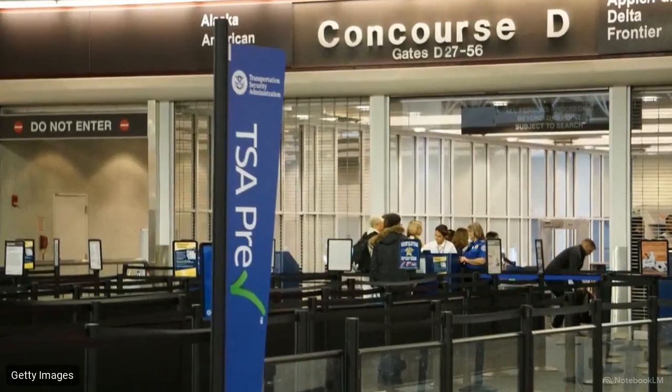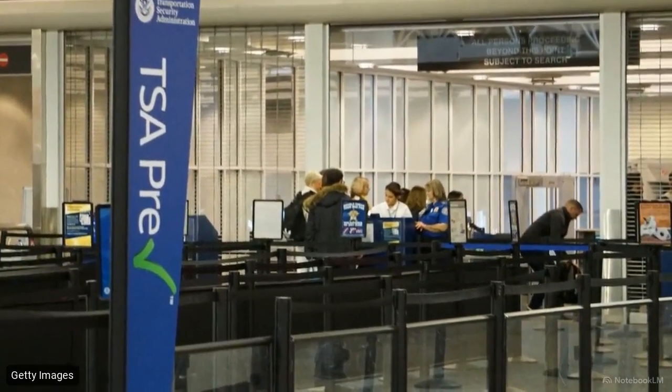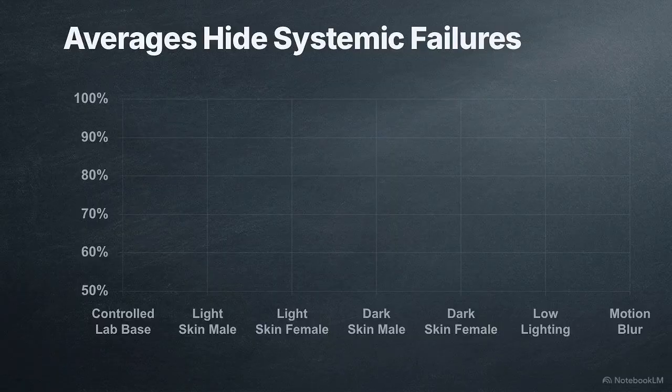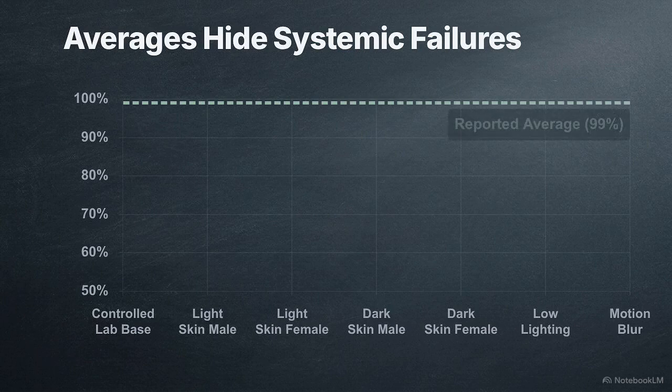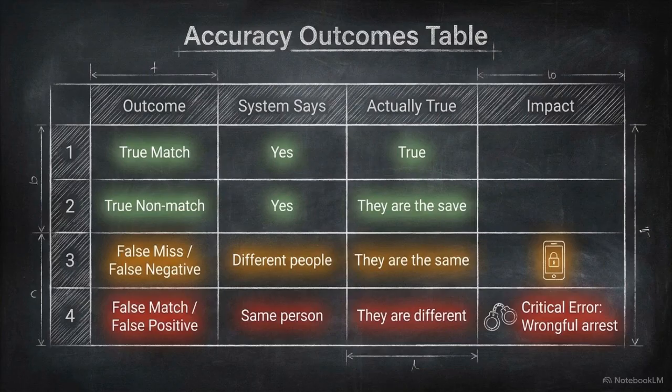A single percentage point tells us little. We must ask what it is accurate at, for whom, at what threshold, and in what setting. Broad mathematical averages can easily mask individual failures. A system might look perfectly successful on paper while failing completely in real-world scenarios. This chart breaks down the 4 possible outcomes of an algorithmic decision.